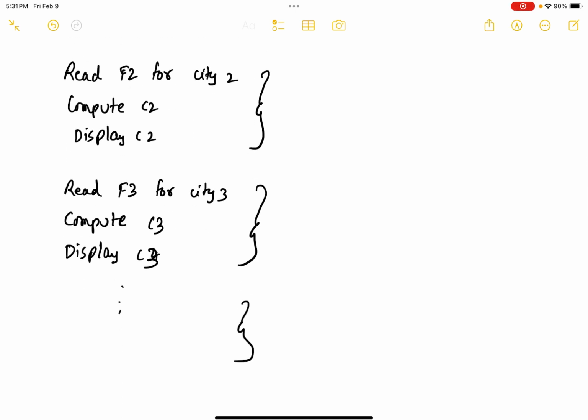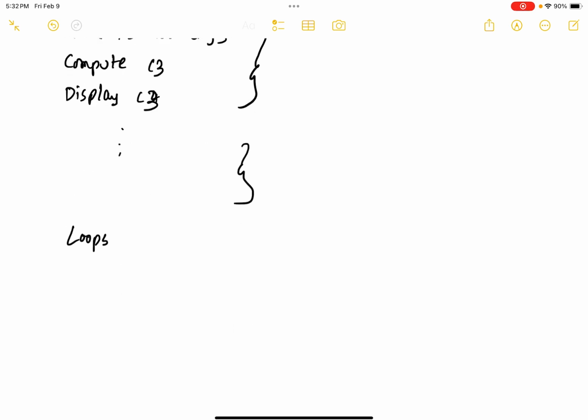Now, what if I tell you that I want to convert degree F to degree C for 100 cities? Would you keep writing these 3 lines of code over and over again 100 times? That is simply not possible. So that is why we go for loops. C offers 3 kinds of loops: the for loop, the while loop, and the do while loop. For, while, and do are keywords.